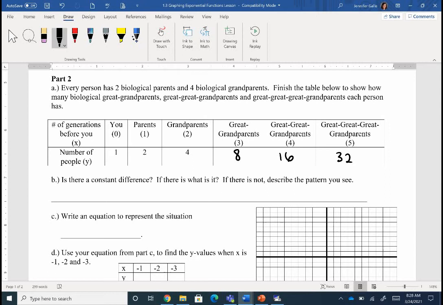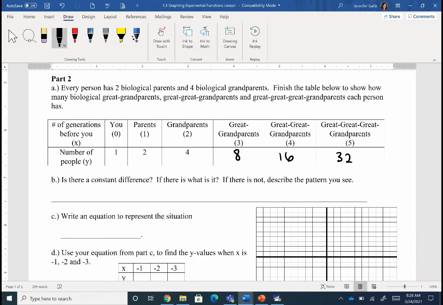So we get 4 grandparents. Then each grandparent had 2 biological parents. So we jump to 8. Now each great-grandparent has 2 biological parents. So we jump to 16. So each one of those people has 2 biological parents. So for each one person, we've got 2 parents for them.